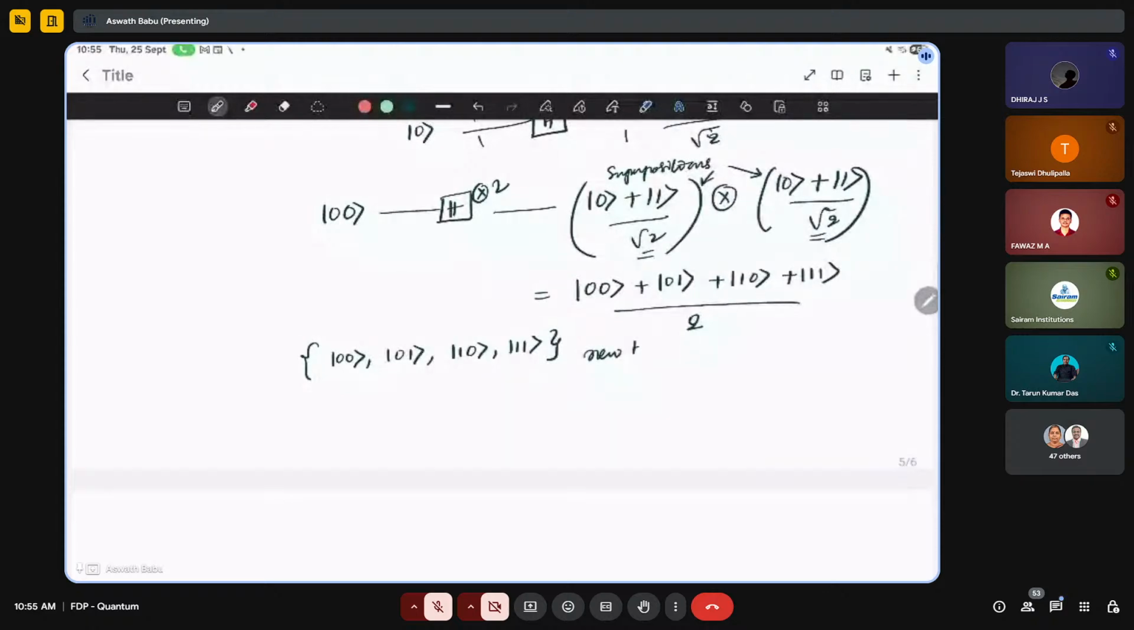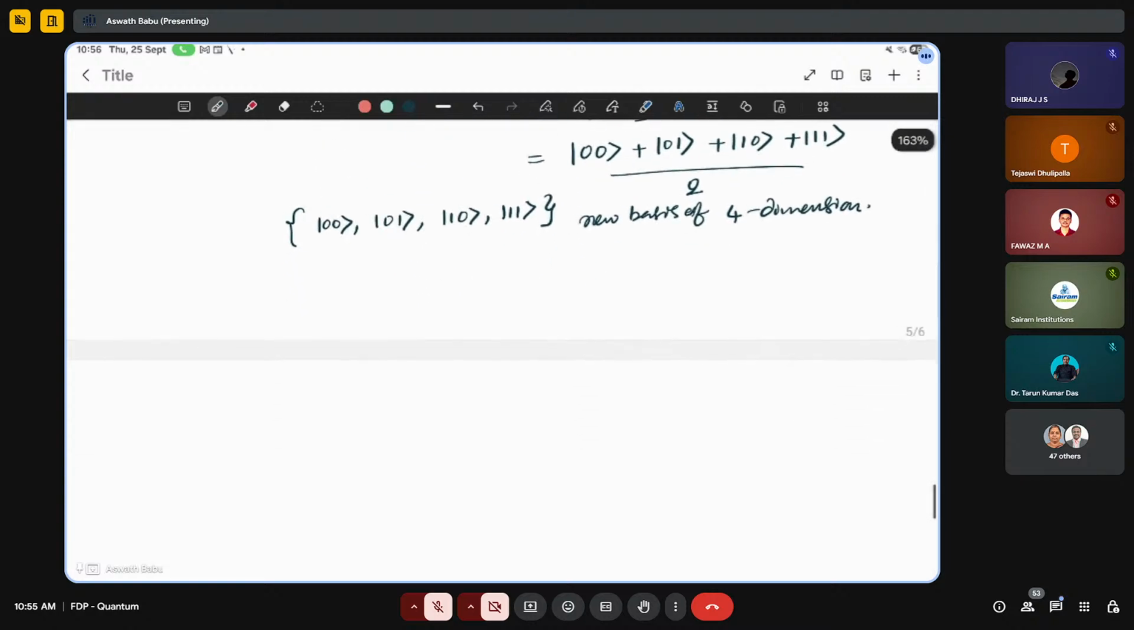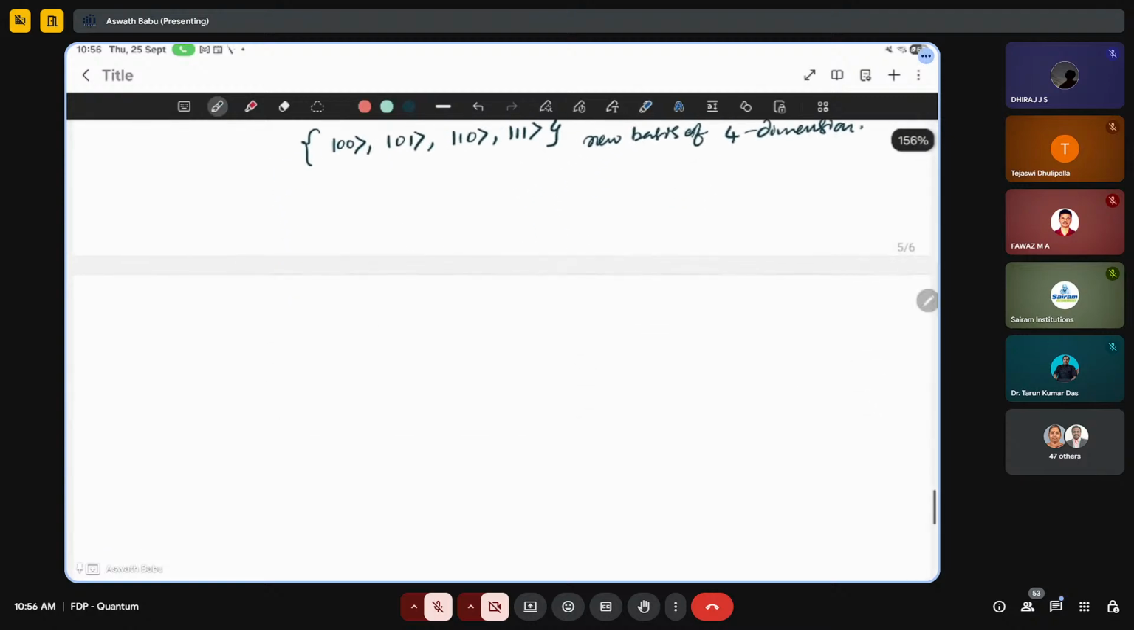A new basis of 4 dimensions is created. That means I have a chance to feed 4 values to my unitary functional gate. This time, in the query part, or control part, they call it a query part also, I'll have 2 Hadamards.